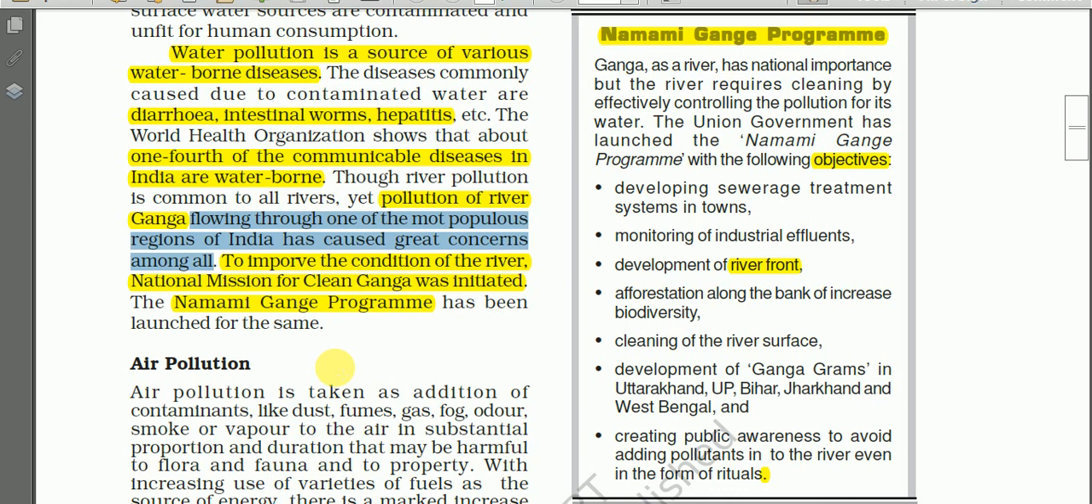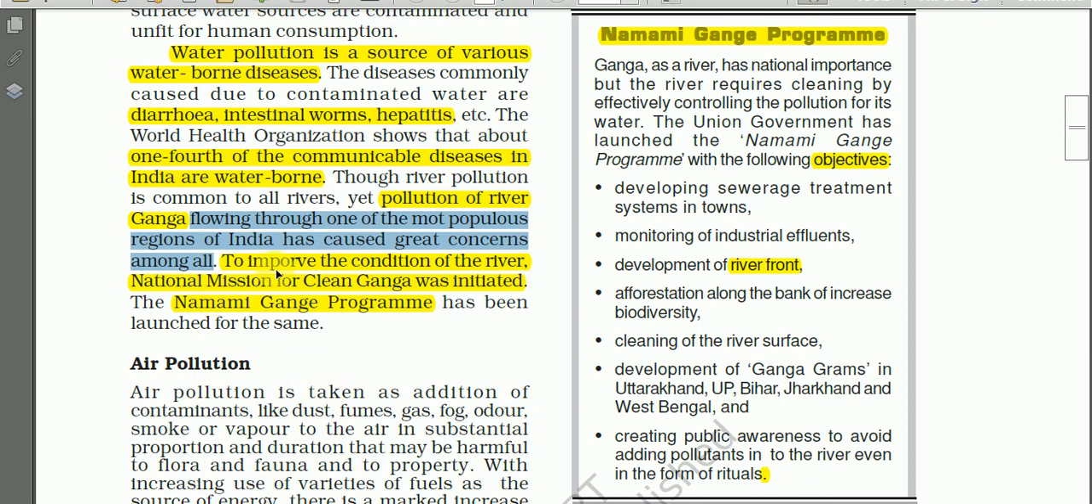Almost all the rivers of India, maybe small or big, are polluted. But pollution of the Ganga River, okay, which is flowing through the most populous region of India, that is the northern plains, has caused great concern among Indians. Okay, that means we also regard Ganga as a holy river, and it is also flowing in the most populous region of India, supplying water for drinking, agricultural and industrial purposes, and that is why it has caused great concern among the Indians.